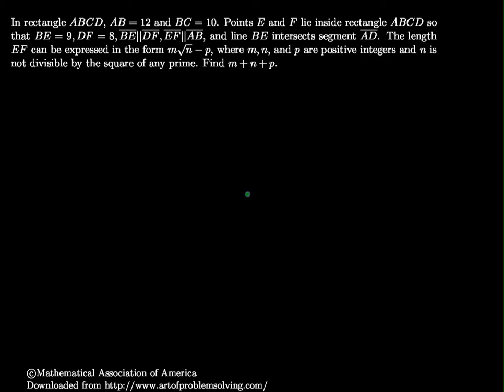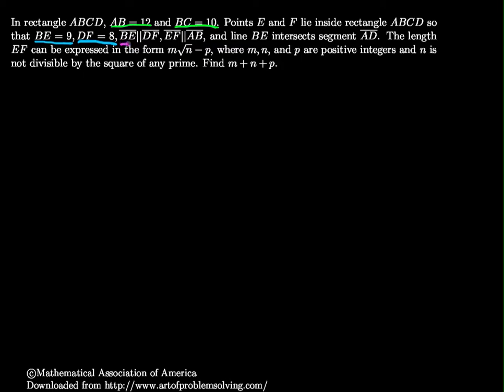Okay, 2011 AIME Form 1. This is problem 2. And it says in a rectangle ABCD, AB is 12, BC is 10. Points E and F lie inside rectangle ABCD so that BE is 9 and DF is 8. And we have all these parallel things.